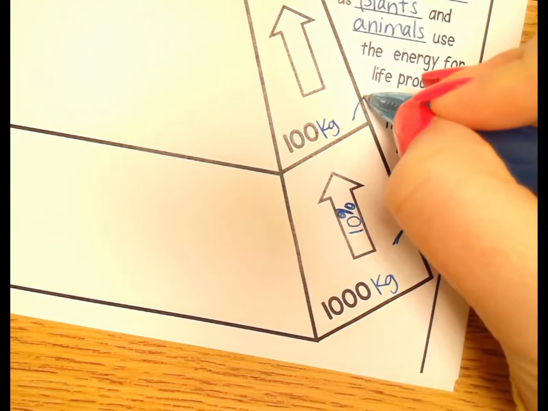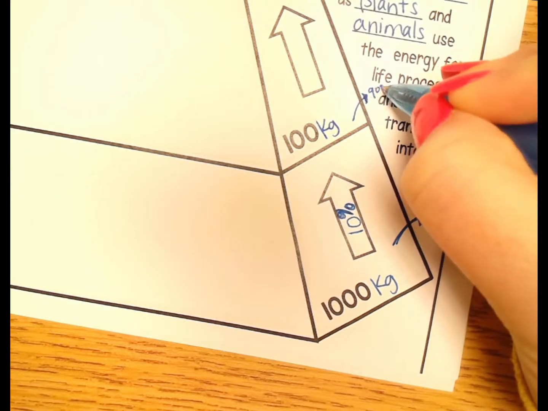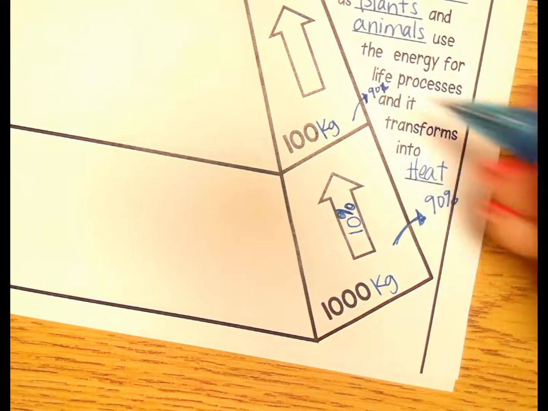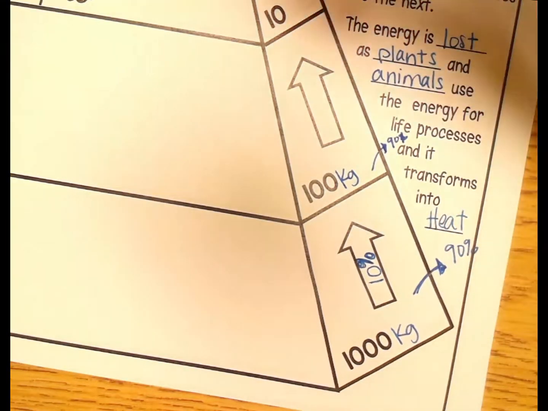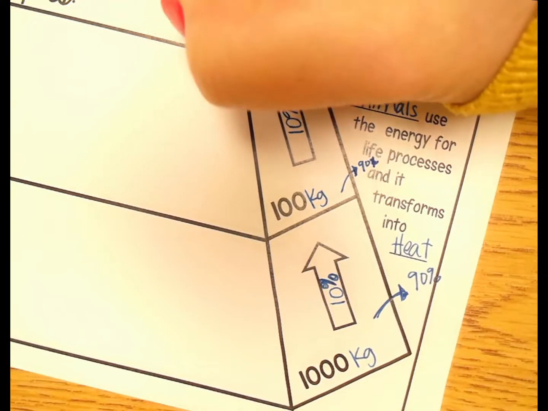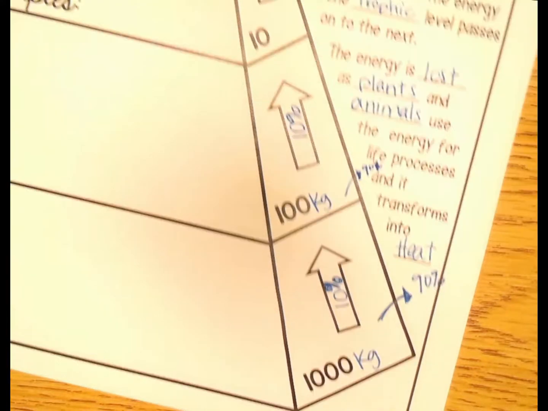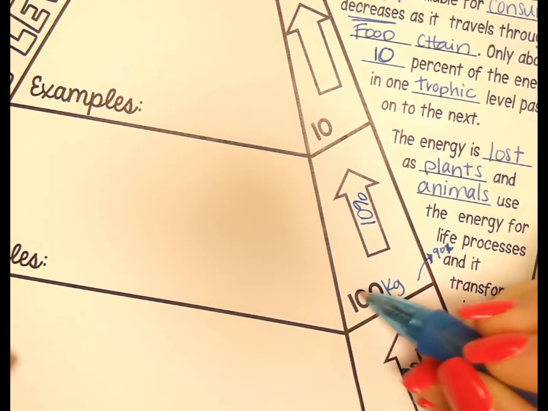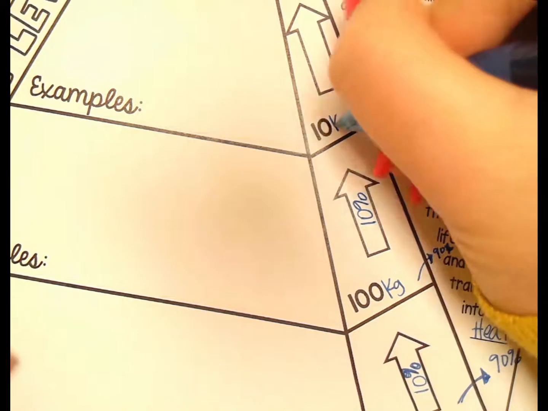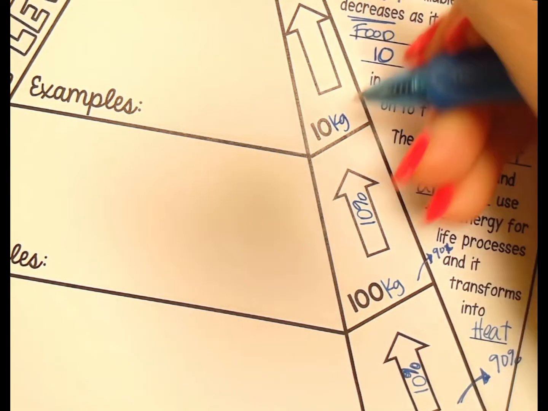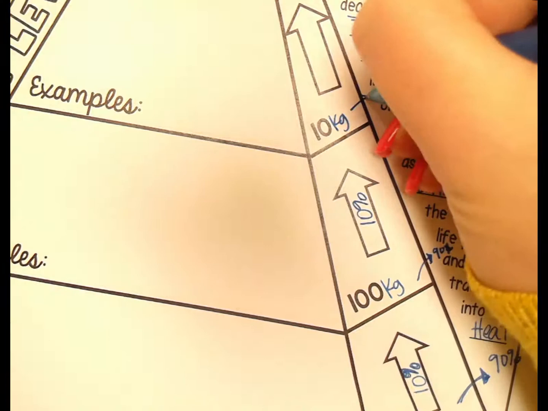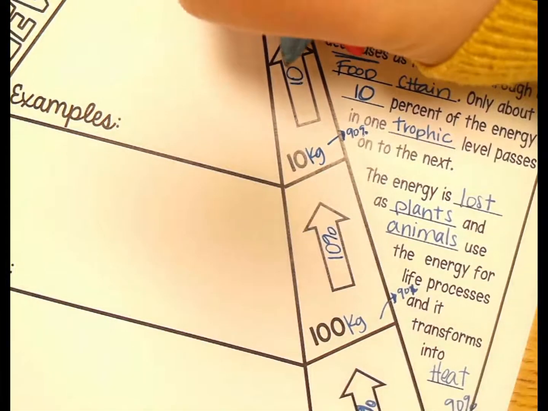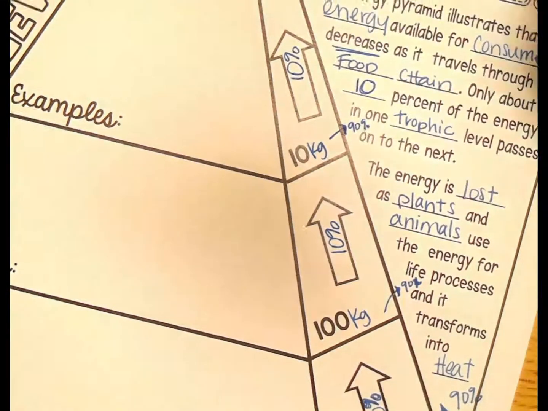We're still going to lose 90%, right? 90% is lost. It's used for heat, it's used for reproduction, it's used for movement, it's used for normal body processes, which means that 10% is going to move to the next level. 10% of 100, remember we're moving our decimal one place to the left, is 10. So we've got 10 kilograms of biomass of potential energy in the next level, which means that we're still losing 90%, right? Which means only 10% is going to travel to our top level, right?